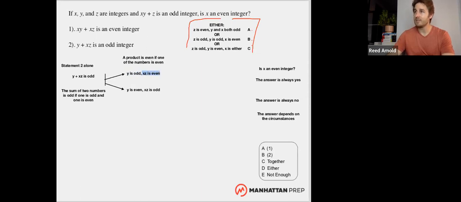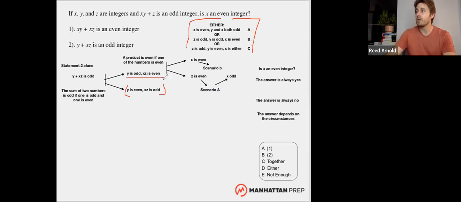Well, XZ is even if one of them is even. We've seen that rule before, so either X is even or Z is even. If X is even, I'm done. X is even. If Z is even, I'm in scenario A. And in scenario A, X is odd. So I'm already done. I'm technically done with this statement already. I don't have to consider this other path. I'll show you what it looks like in a second, but you don't need to chase it.